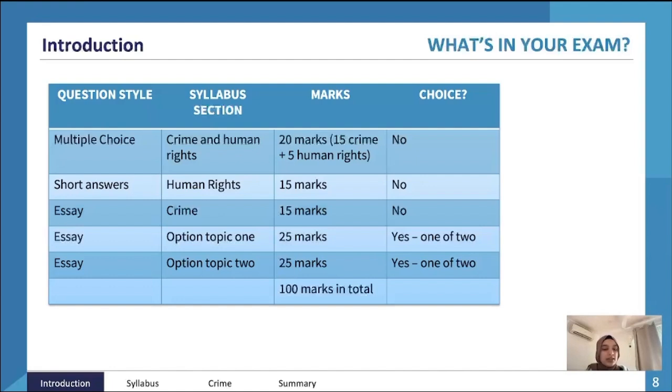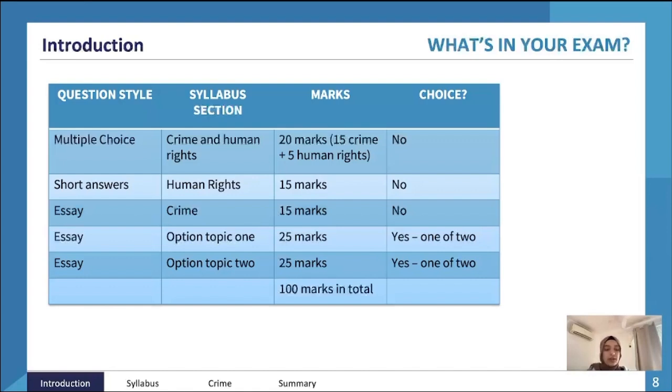Essay number 1. Remember, we have 3 essays. Number 1 is a crime essay. It's worth 15 marks. And again, you don't have a choice. That one's compulsory to do. Within crime, it can be really any topic, so you would need to make sure that you are preparing for that. Having your legislation, your cases, your media, and being able to understand all of the different topics in enough detail to be able to write an essay for it.